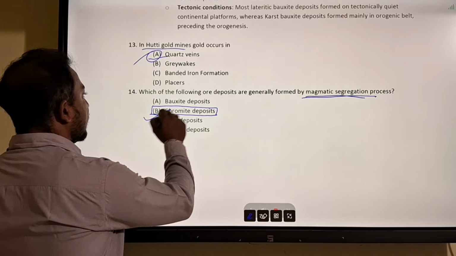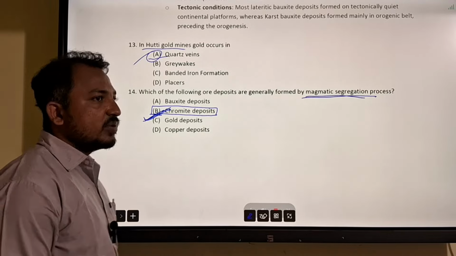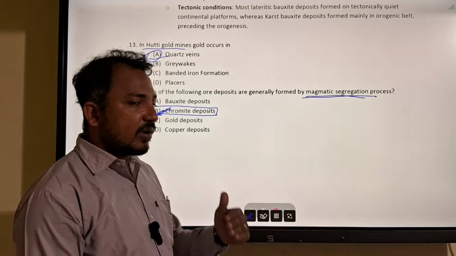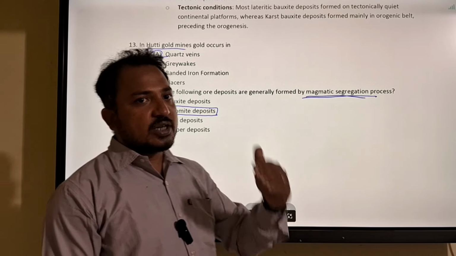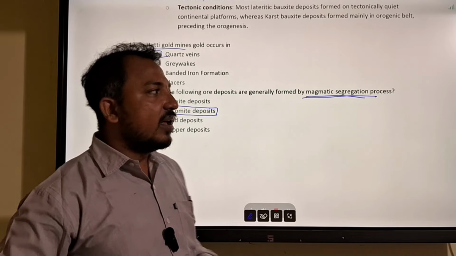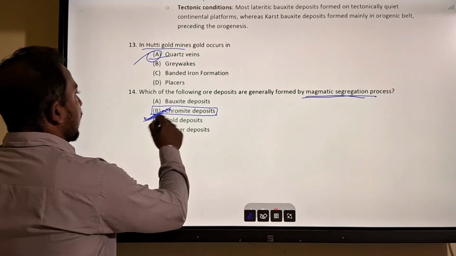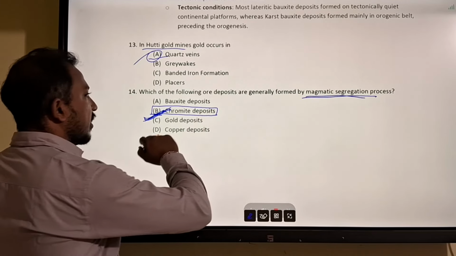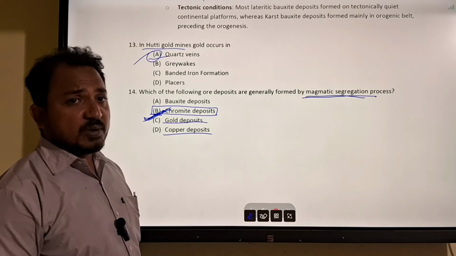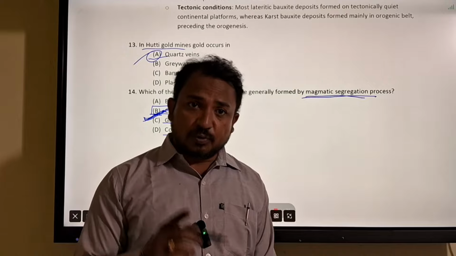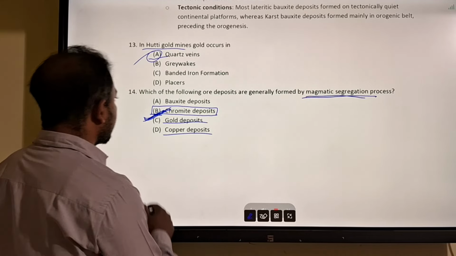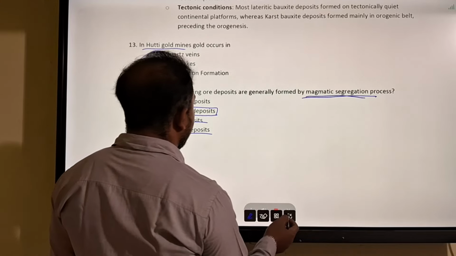Always remember, chromite is magmatic and produced by segregation deposition. You can take the example of the Sukinda chromite deposit. Chromite deposition occurs in early magmatic deposition, at high temperature, and is associated with mafic and ultramafic rock. So chromite deposit will be the answer. Bauxite is residual concentration, which is sedimentary. Gold deposition is hydrothermal. Copper can be hydrothermal, that is porphyry copper deposition. Copper can also be produced by magmatic processes, but it is late magmatic. So the answer will be chromite deposit.